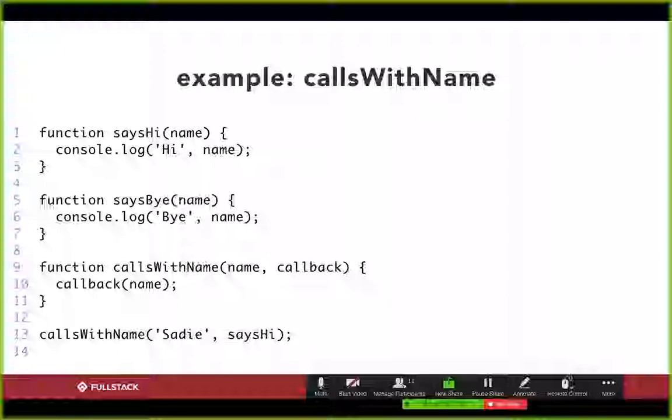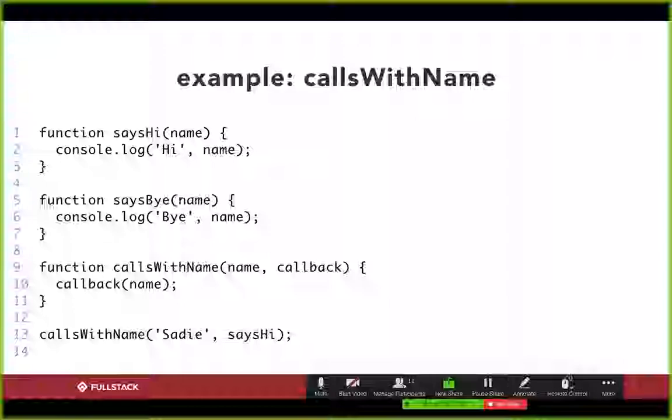And I pass in the first argument I give it, which is a name variable. The name variable points to Sadie. And so essentially, I am invoking says hi with Sadie as the argument. That then takes me back to line 1, 2, and 3. And on line 2 there, I console log out hi, comma, Sadie, because Sadie is what I'm invoking it with.